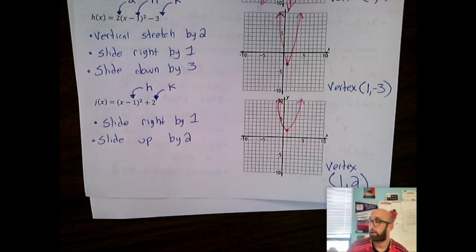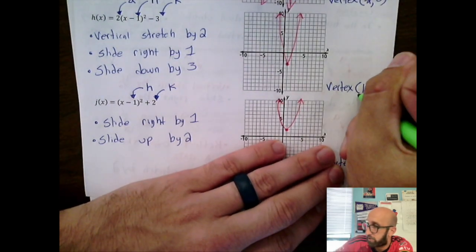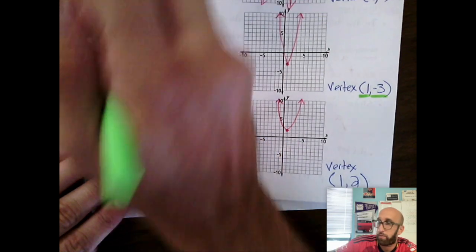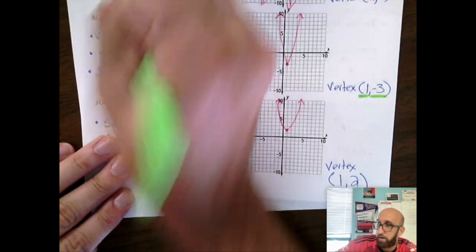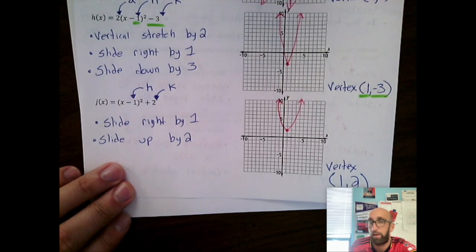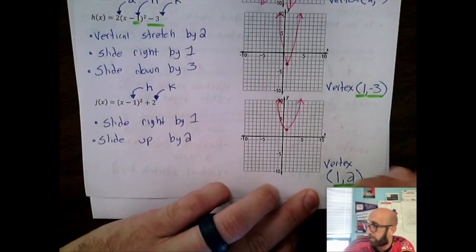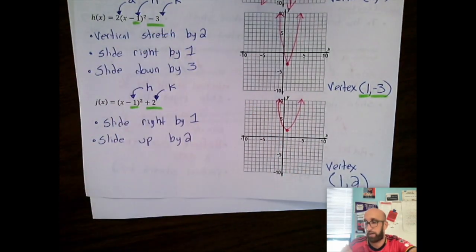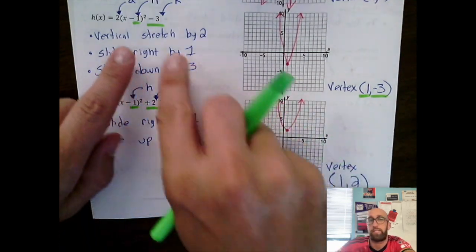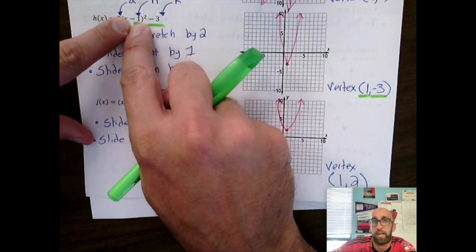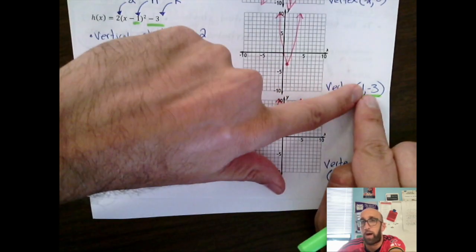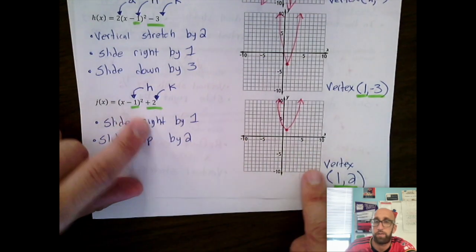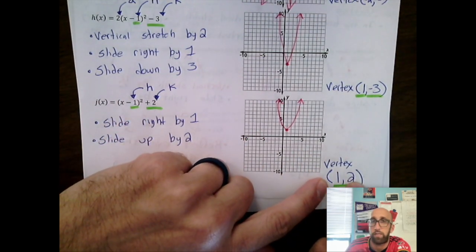So if you look, our vertex is at 1, -3. If you look at my equation, I see a 1 right here and a -3 there. On my bottom problem, my vertex is 1, 2. I see a 1 here and a 2 there. The only difference is, see how here it looks like a -1, -3, and over here it's a +1, -3. Over here it looks like a -1, +2. Down here is a +1, +2.